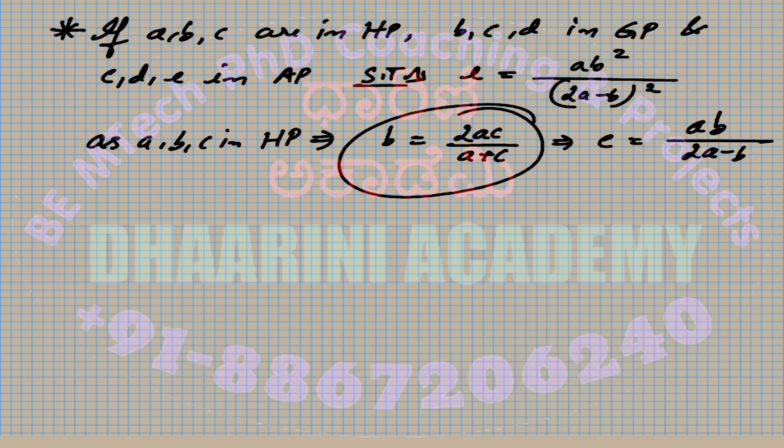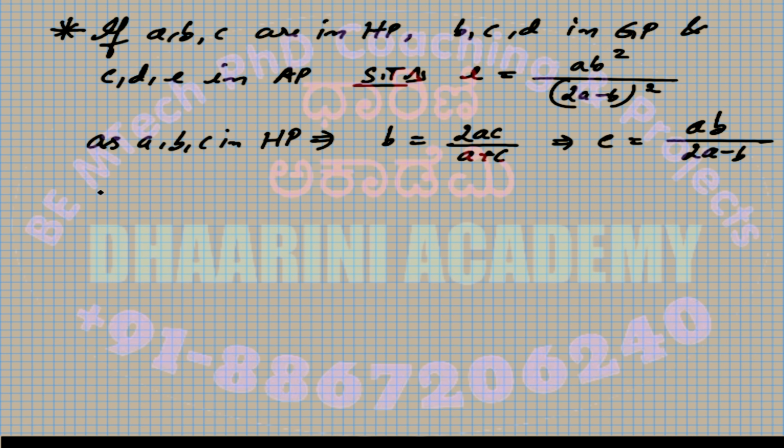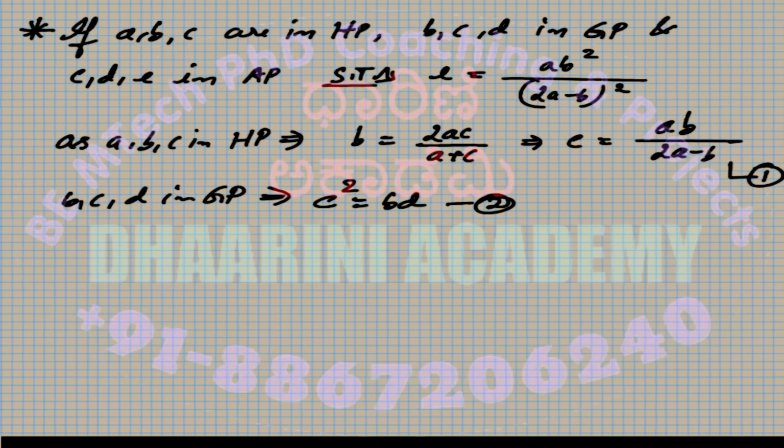Then they also have mentioned that B, C, D is in GP. B, C, D in GP. So C square is equal to BD, a fundamental equation. Let's hold on to this. I'll call this number 1. This is equation number 2.